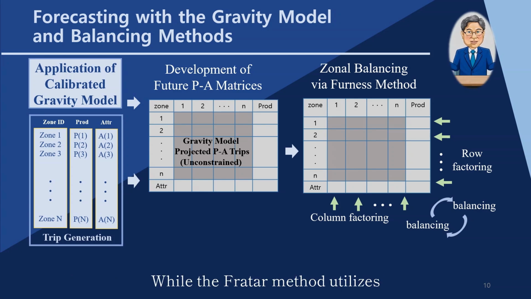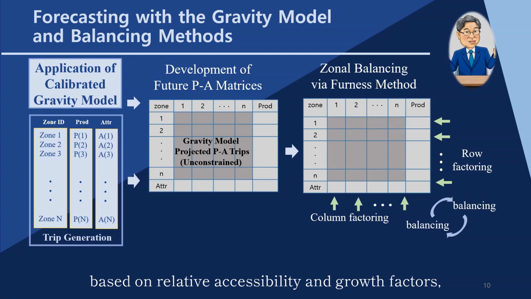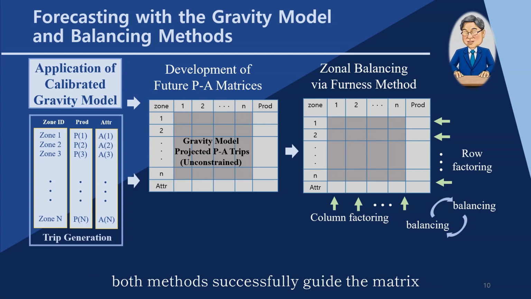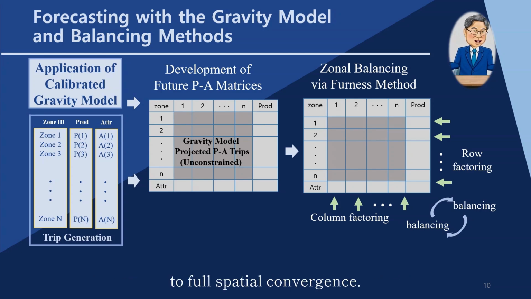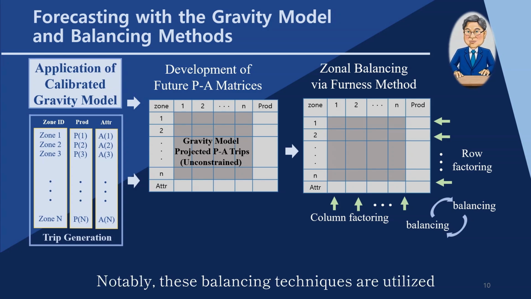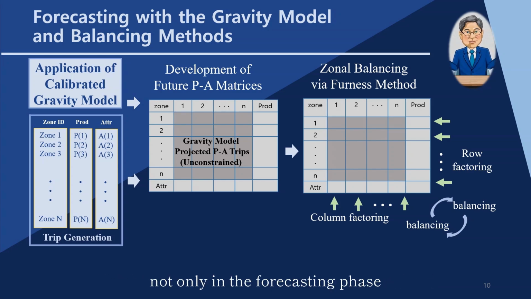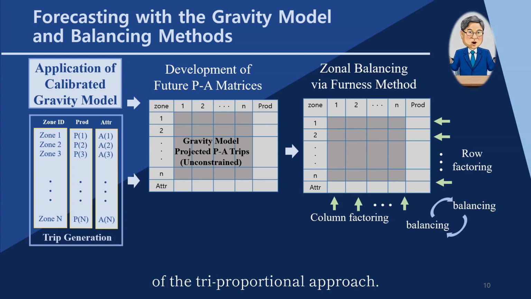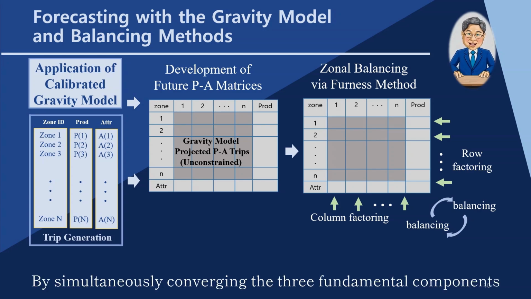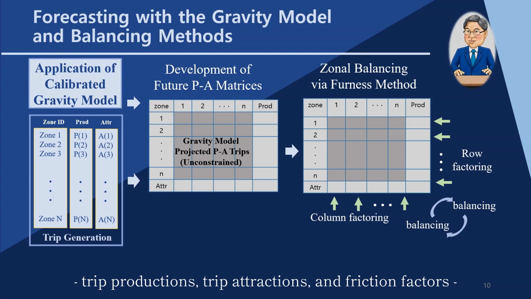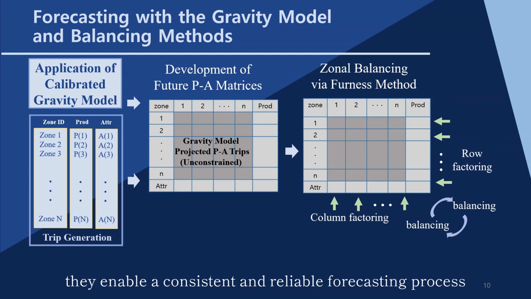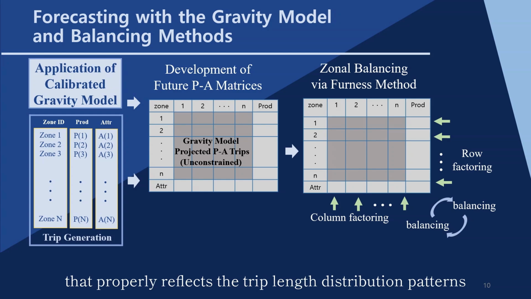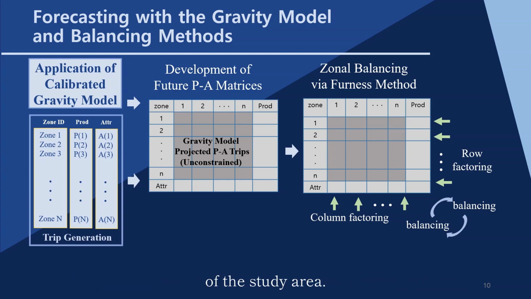While the Fratar method utilizes a more complex mathematical formulation based on relative accessibility and growth factors, both methods successfully guide the matrix to full spatial convergence. Notably, these balancing techniques are utilized not only in the forecasting phase, but also during the calibration process of the trip proportional approach. By simultaneously converging the three fundamental components, trip productions, trip attractions, and friction factors, they enable a consistent and reliable forecasting process that properly reflects the trip length distribution patterns of the study area.